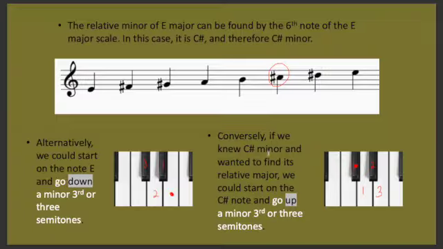Conversely, if we knew C sharp minor and wanted to find its relative major, we could start on the C sharp first, here, and go up a minor third or three semitones. 1, 2, 3 to get to E. This works for every single major and minor key.